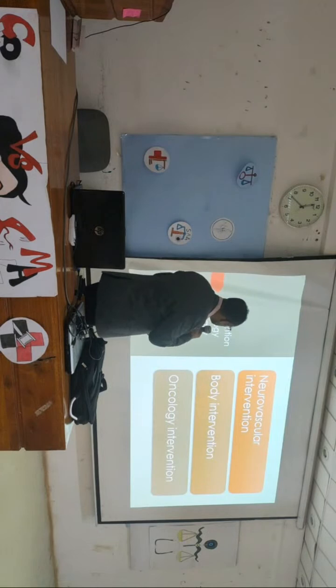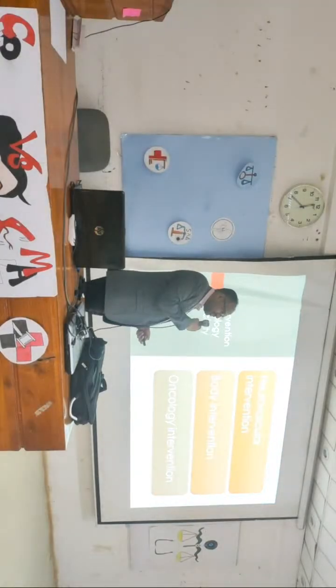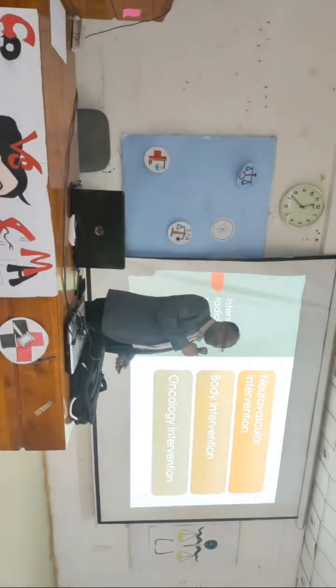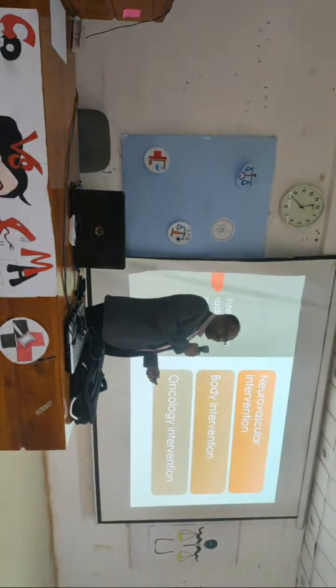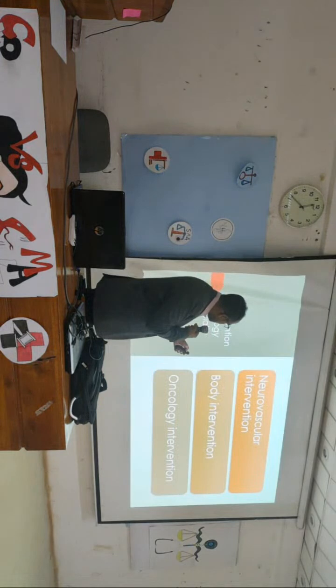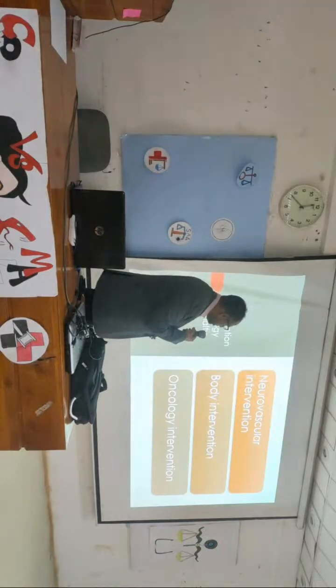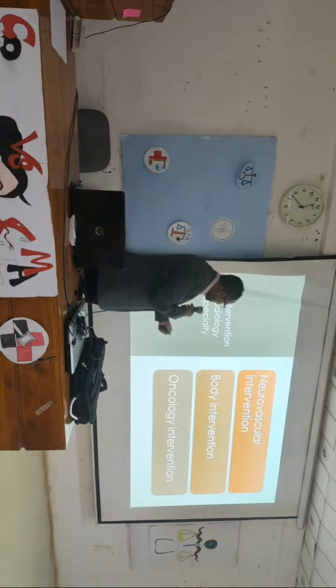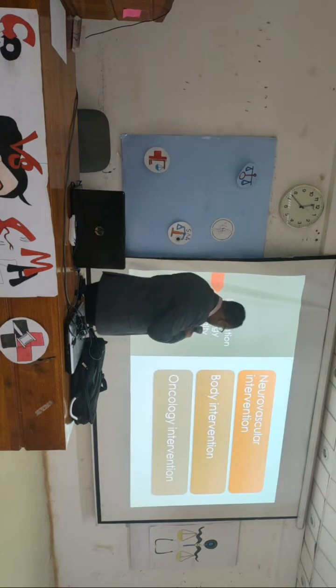And as we said, interventional radiology now is a subspecialty of radiology, but it is still subdivided into different subspecialties. Now there are some doctors doing only neurovascular intervention, and others do body intervention in the vascular field to treat peripheral vascular disease and others. And there is oncology intervention also. People specialize in these different specialties.